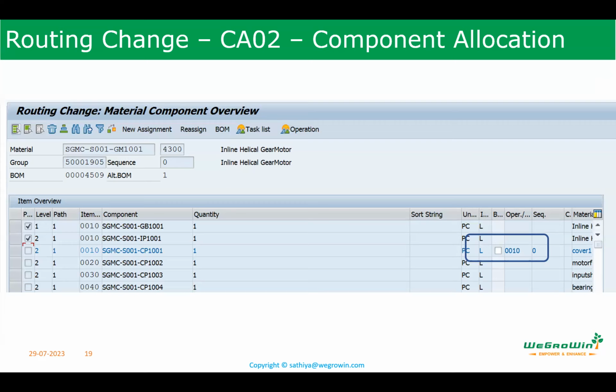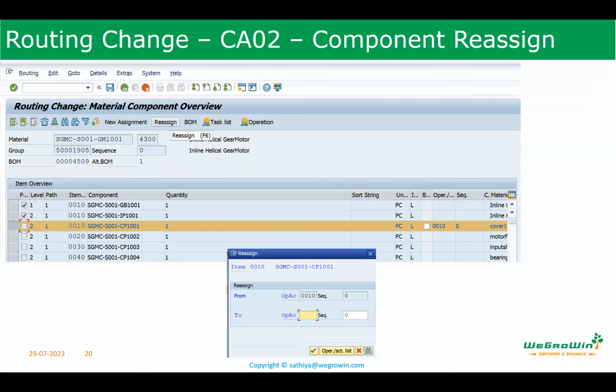So now this assignment is showing as 0010, right? So now what is happening? I select it and change it from 0010 to another operation. Like that I can fill it, right? Reassign. Then automatically, if I want to put 20, I can put 20 here. If I want to put 30, I can put 30 here. Like that I can change it.